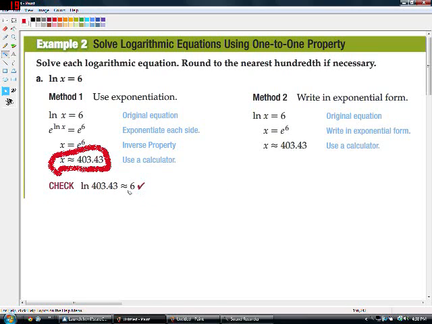Method 2. Write in exponential form. ln x equals 6. You can skip the step of eliminating the ln with your e and just write out that x equals e to the 6th. That is now an exponential form. And you solve using your calculator like I explained before.